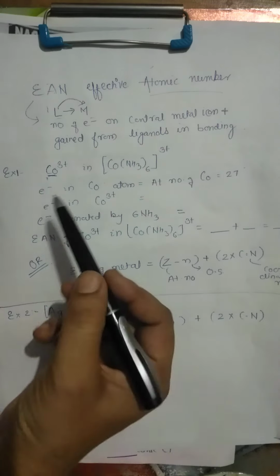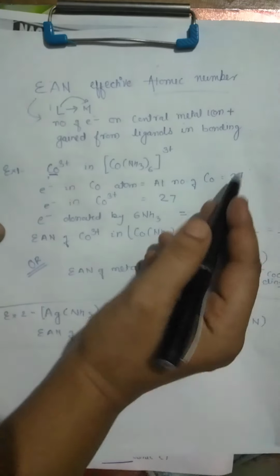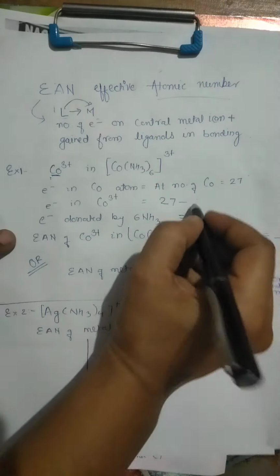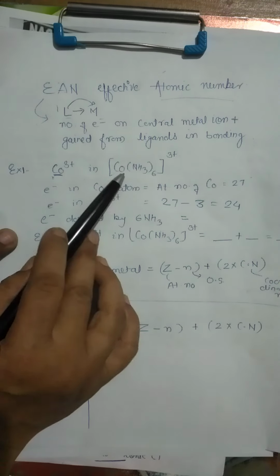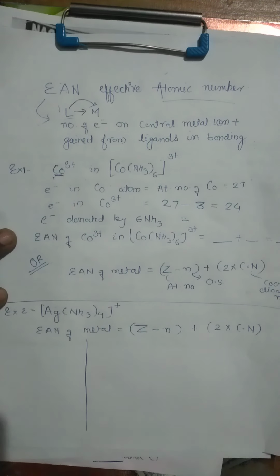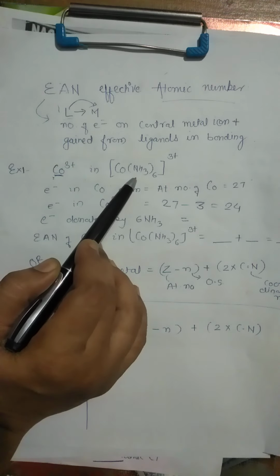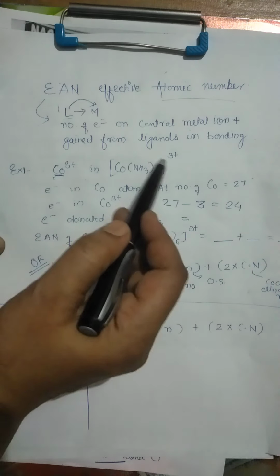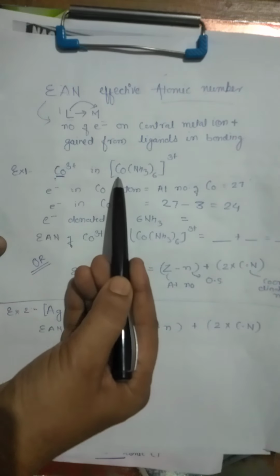Positive charge means electrons are lost. Now check the electrons in Co3+. What we will do? We will take 27, that is the atomic number, and subtract 3 from it. Subtracting 3, it will become 24. Now just check the compound, because in the effective atomic number the ligands also play a role. What is the role? How many electrons are donated by the ligand? This is an ammonia molecule. How many ammonia molecules are there? 6 ammonia molecules are there, in the coordination sphere. So naturally these are the electrons which are donated to the central metal ion.